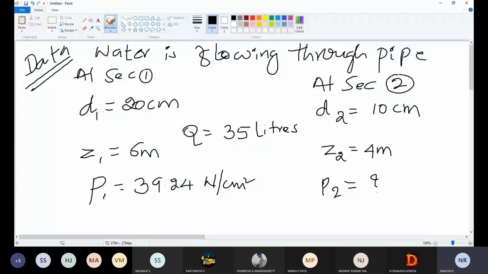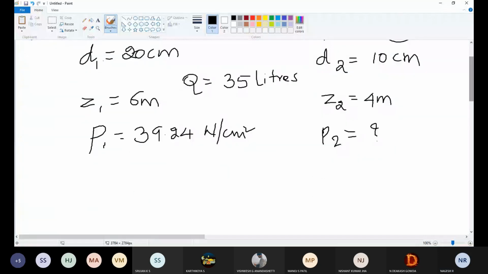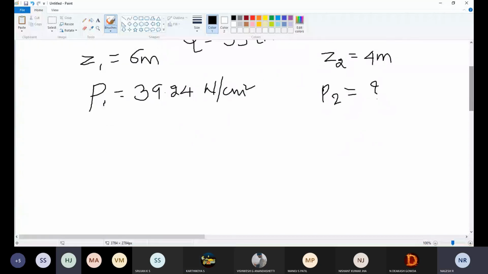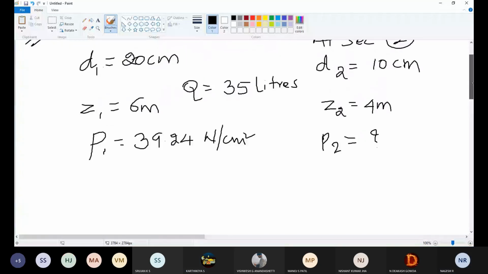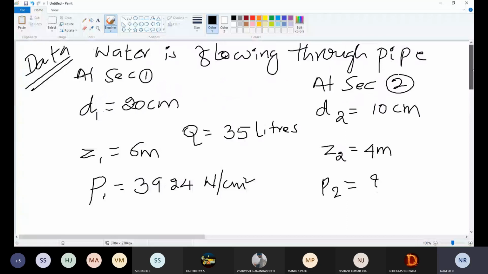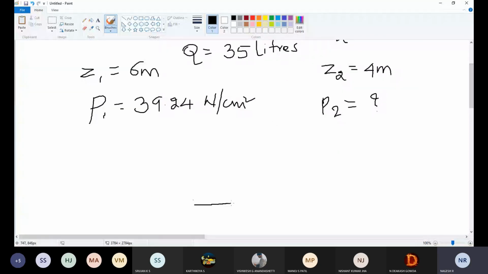So now we can find out pressure P2. How can we find out pressure P2? Any answer from your end? P by rho g plus V square by 2g plus Z is equal to constant. Bernoulli's equation. Okay, so by seeing this, I will write a figure applying Bernoulli's equation.